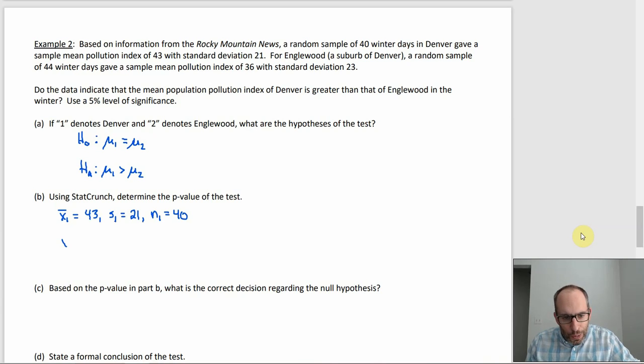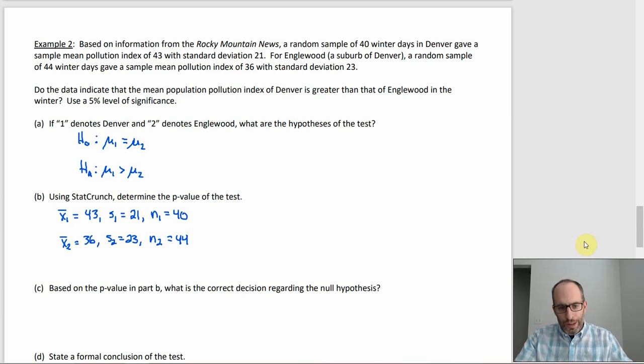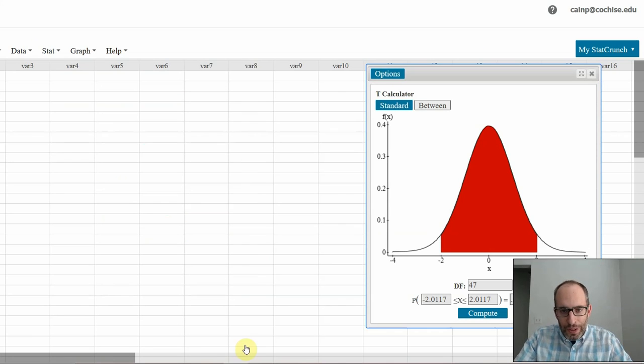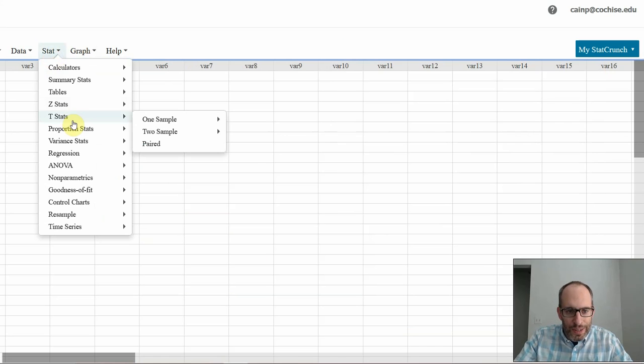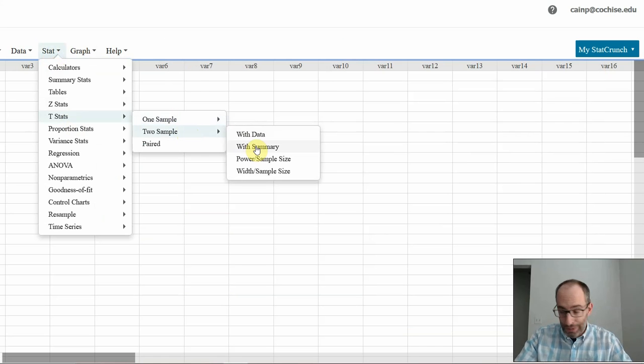And then for Inglewood, we've got that x2 bar is 36, S2 is 23, and then N2 is 44. And then we can go to StatCrunch and do it. So let's see. We go to StatCrunch. That's not what I want. I want Stat, T Stats, Two Sample with Summary again, right? Because we've got x bars and s's. We don't have raw data.